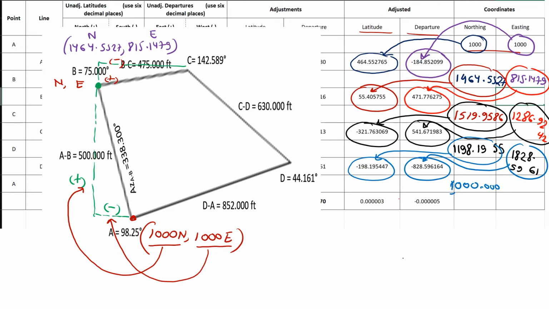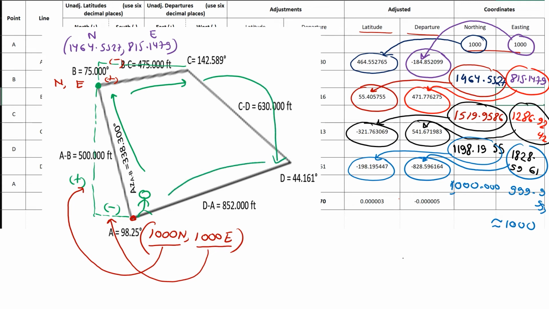And that will give you 999.9999, and this is almost equal to 1000. So you can see that we started from point A, right? So we went to point B, and then we went to point C, and then we went to point D, and again we came back to point A, right? So you started from A and you return all the way back to A, right?